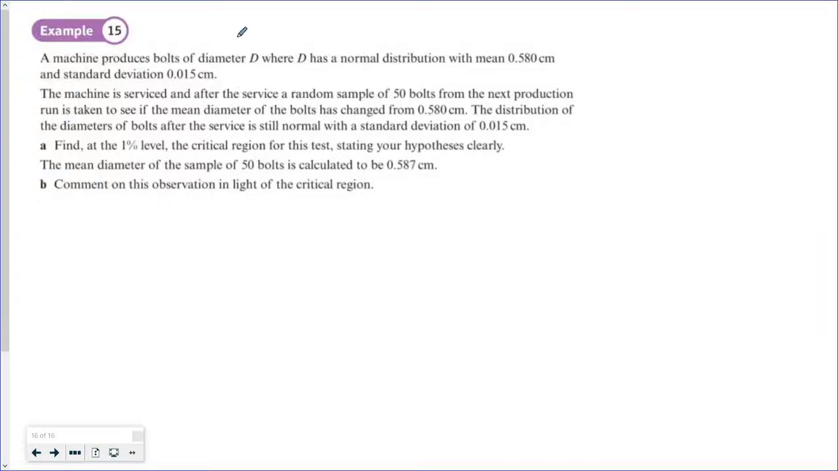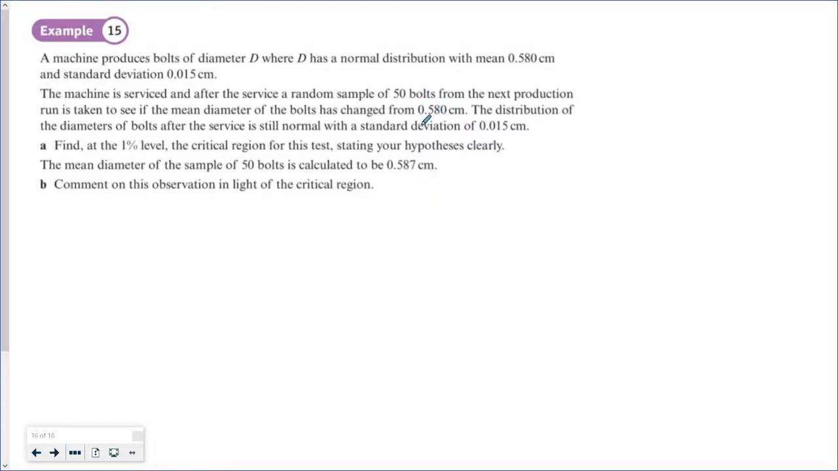So we've got a random variable D, which is the diameter of a bolt manufactured by a machine. And before a service, we know that the mean diameter is 0.580. And we're asked to test whether after the service, the mean has changed from 0.580.